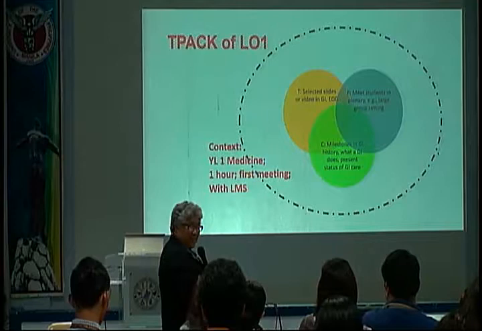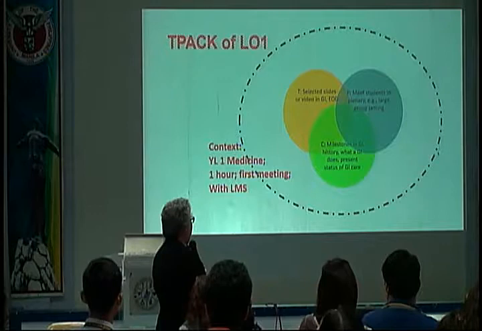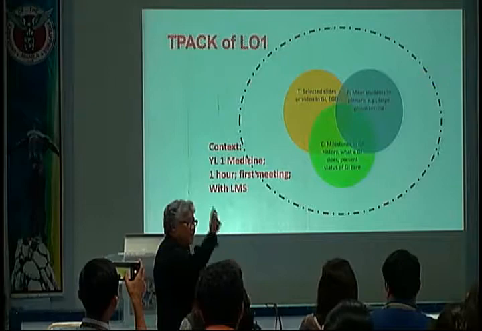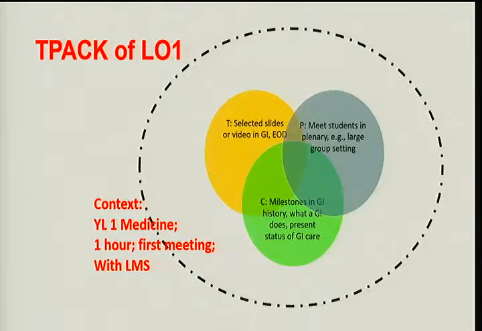And then the B, this students in plenary, that's true. First year meeting. There are maybe 40, 50 students in the first year. Hindi po sila isa. First hour, di ba kabat ko ngayon? Mas kung si GI history. What the GI does?